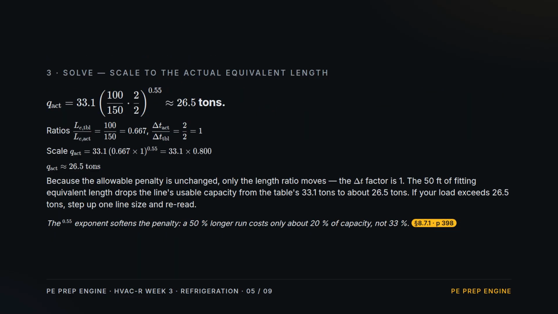Solve. The length ratio is 100 over 150, about 0.67. The penalty ratio is 1, since we held delta T equal. Raise the bracket to the 0.55 power and multiply by 33.1, about 26.5 tons, so the extra 50 feet of equivalent length cuts the usable capacity from 33 down to roughly 26.5. If the load is bigger than that, step up a size and read again. Notice the exponent softens the hit. A 50% longer run costs only about 20% of capacity.